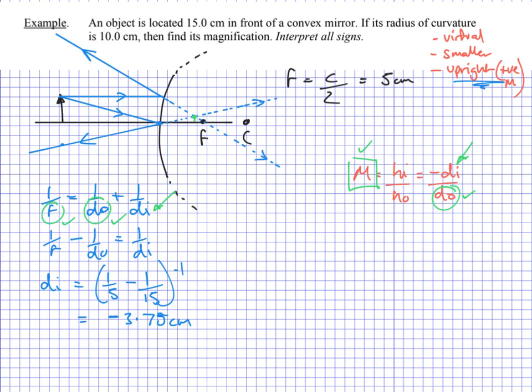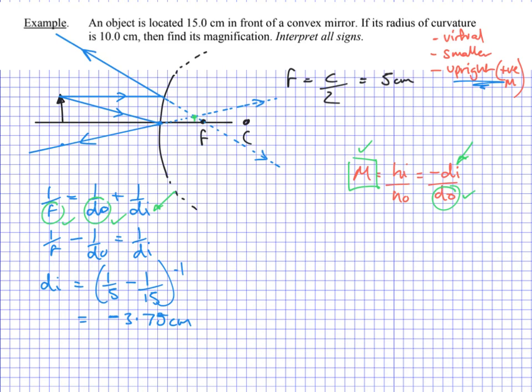Okay, now let's deal with this negative. It's negative 3.75. Now if I get a negative distance, that means it's behind the mirror. So is this image behind the mirror? Well, yes, it is. Is it less than 5 centimeters, in other words, less than the focal length? Yes, it is. So this is looking good. I'm pretty happy with this negative 3.75.